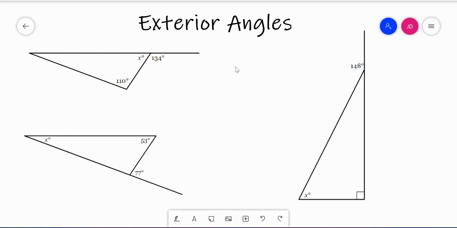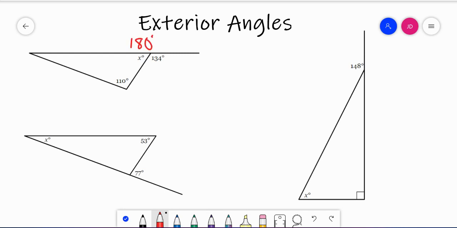That's why they're called exterior angles. So we're going to use what we know about angle measures of straight lines, triangles, and quadrilaterals, and apply those facts to filling out these diagrams. I'm going to solve for x in each of these scenarios. With this one, look at this. They form a straight line. A linear pair is 180 degrees.